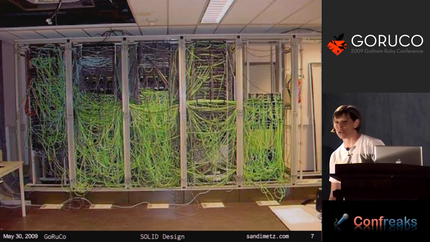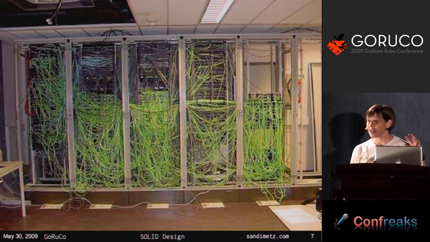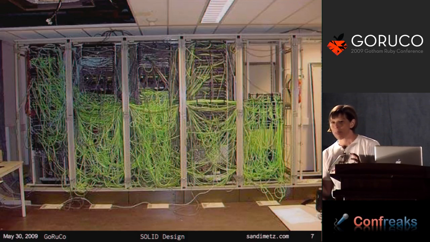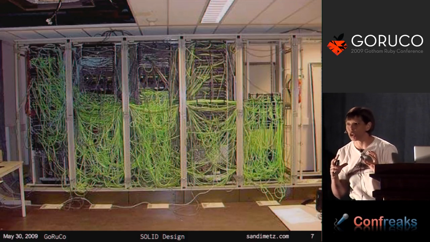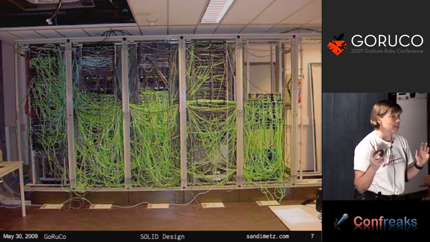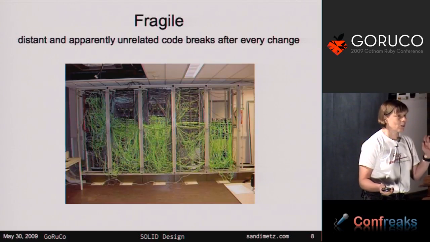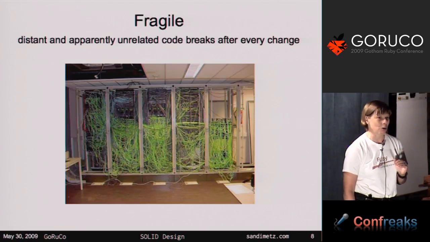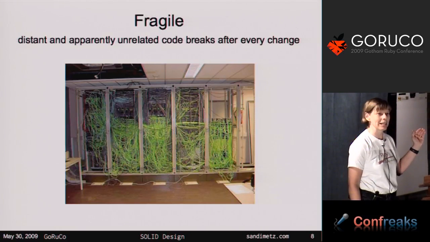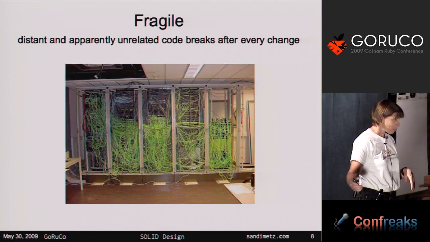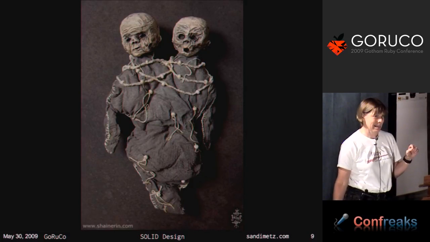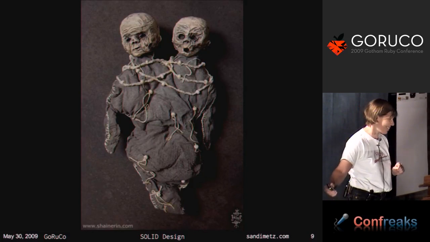Or your app might look like this. It might be fragile. Now, fragility is a lot like rigidity. The difference between fragility and rigidity is fragile apps are rigid, but you can't tell by looking. So in this case, what happens if you move a wire? You can't predict. This application is both rigid and fragile.